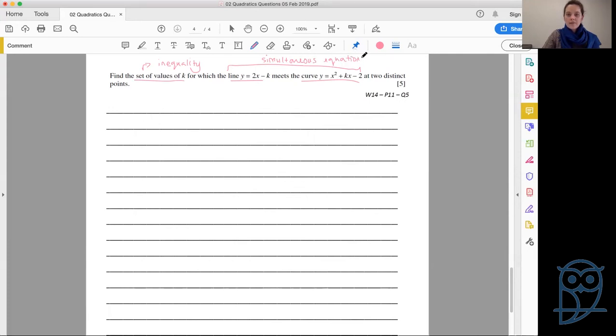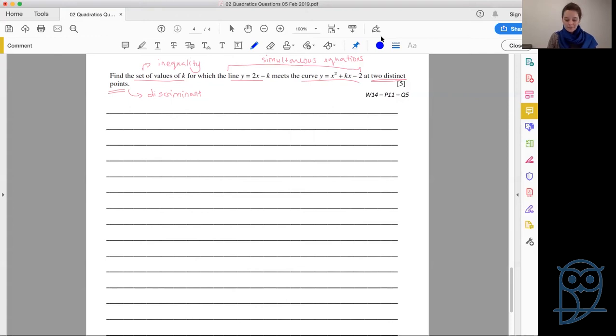Like we've just done. At 2 distinct points, that also sounds familiar. Remember we said this is going to trigger our discriminant. So this is why this question was picked for this lesson. Last week, I talked about the fact that we're going to combine all sorts of different things all into one question. This one's only worth 5 marks. And here we've got 3 different techniques. We've got simultaneous equations, we've got an inequality, and we've got a discriminant, all working together to solve one question.